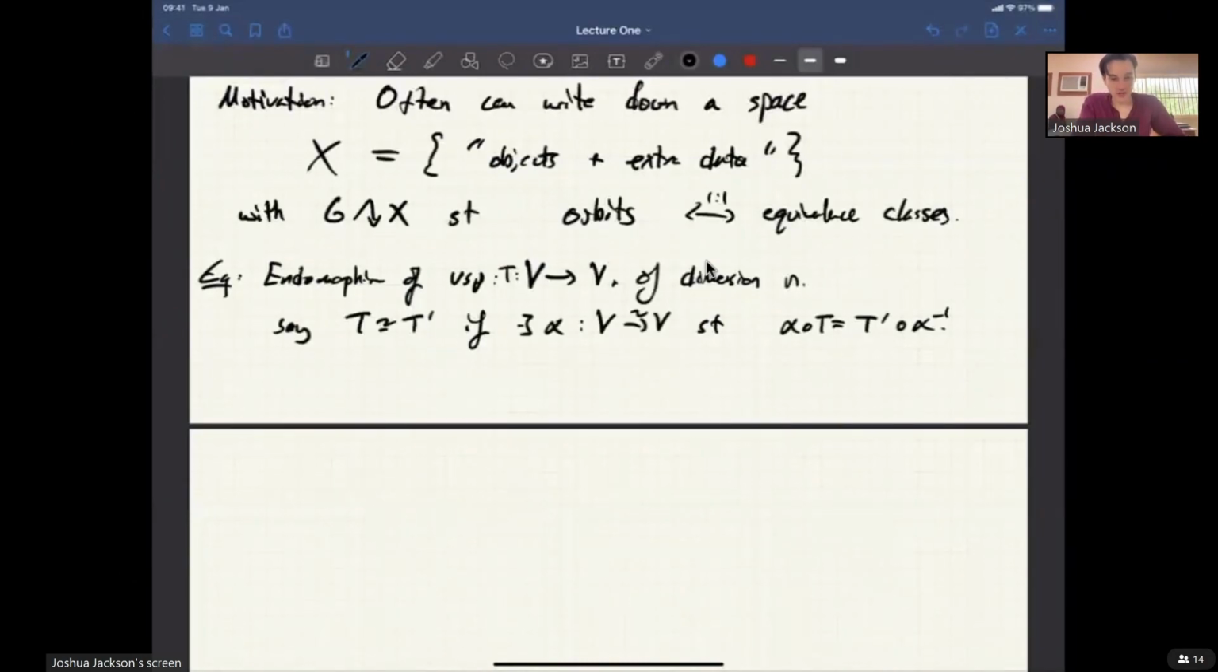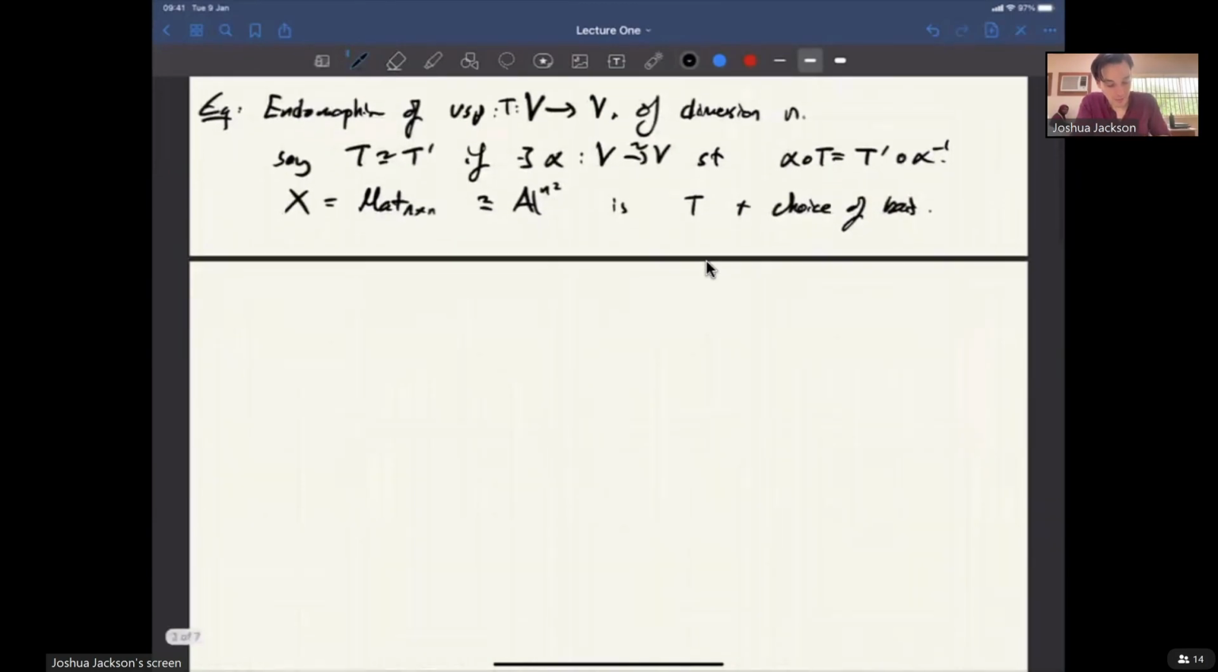The point is that if you want to specify a linear map, the obvious way to do it is to write down a matrix. So our parameter space X here could be just n by n matrices. This is an affine space of dimension n squared, and these parameterize T plus a choice of basis. If we want to classify these endomorphisms up to equivalence, then what we really want is an orbit space for this group action. Hopefully this is very familiar, but I'm trying to put a slightly new way of thinking about it for those who've not thought about moduli questions before.